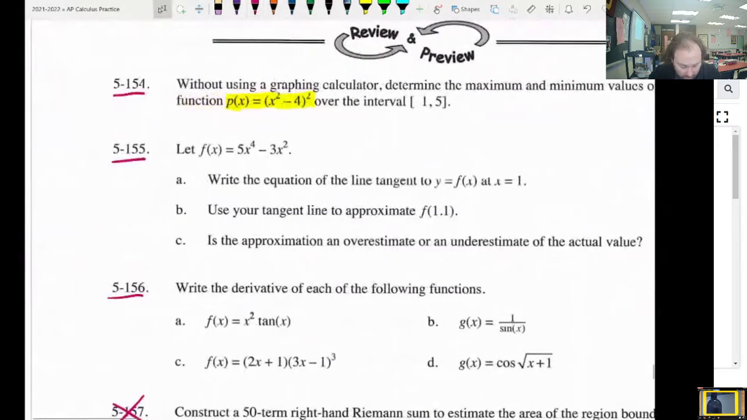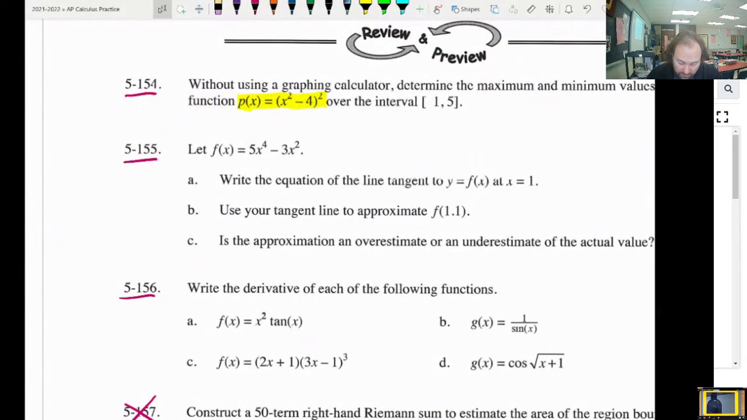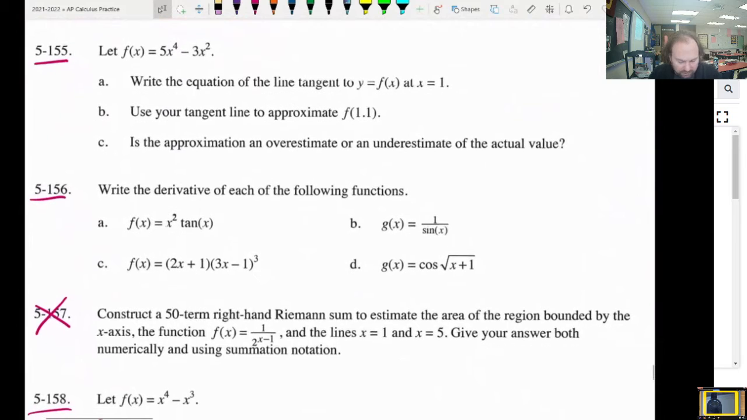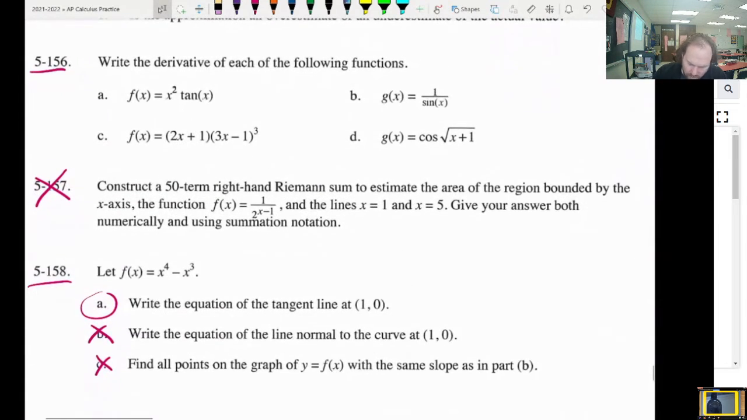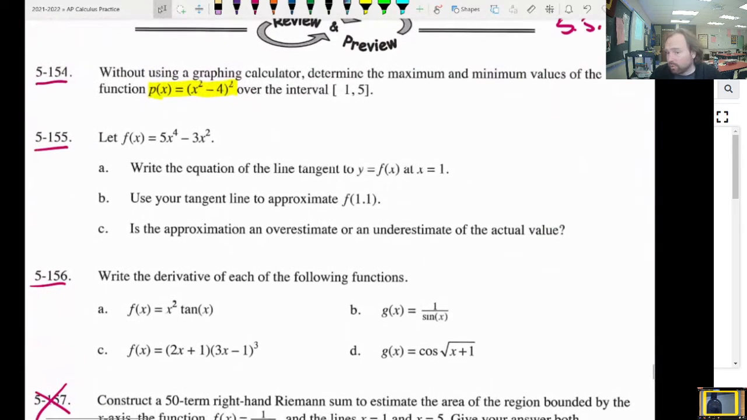Okay, let's move on into 155. We have another function, 5x to the fourth minus 3x squared. We're looking for the equation of the line tangent to y equals f of x at x equals 1. We're going to do this again later on in 158a. So this is a process we saw on the homework last time too. This is a problem you see on a lot of our questions. It's really, really popular AP Calc style question too.